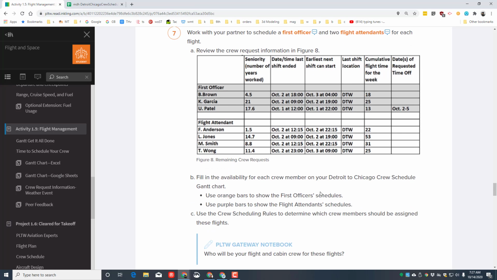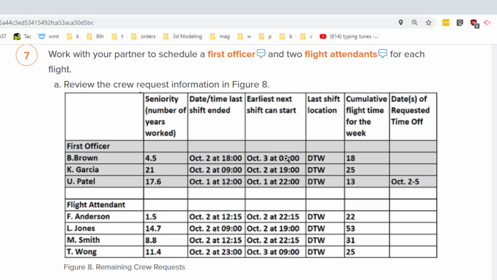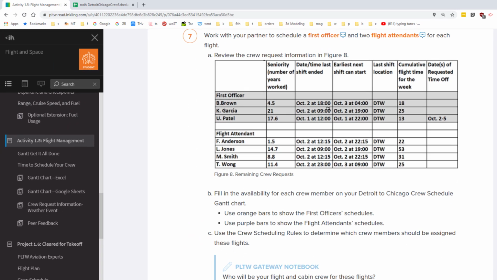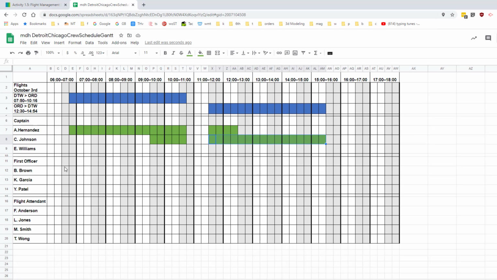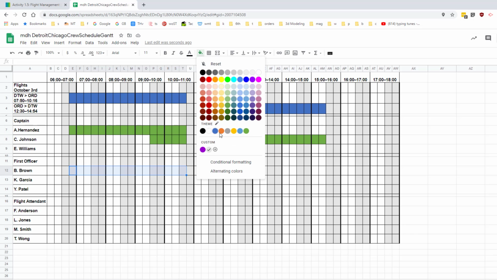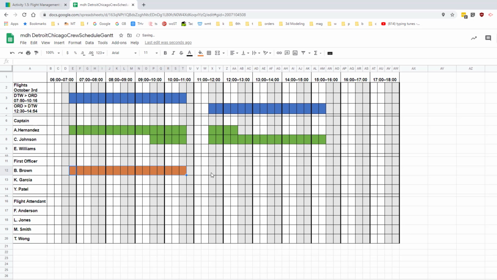We're going to do the first officers in orange and we're going to use purple for the flight attendants. Let's check the first flight officer. Brown is available at 4 a.m. on October 3rd, only has 18 hours. So let's go to Brown. 4 a.m. is before the flight, so that means they're available for the entire flight. Notice I'm marking the exact same time as the flight. And we're going to fill that, remember, with orange, which is right here. They are available for the entire second flight, so we're going to fill that with orange as well.